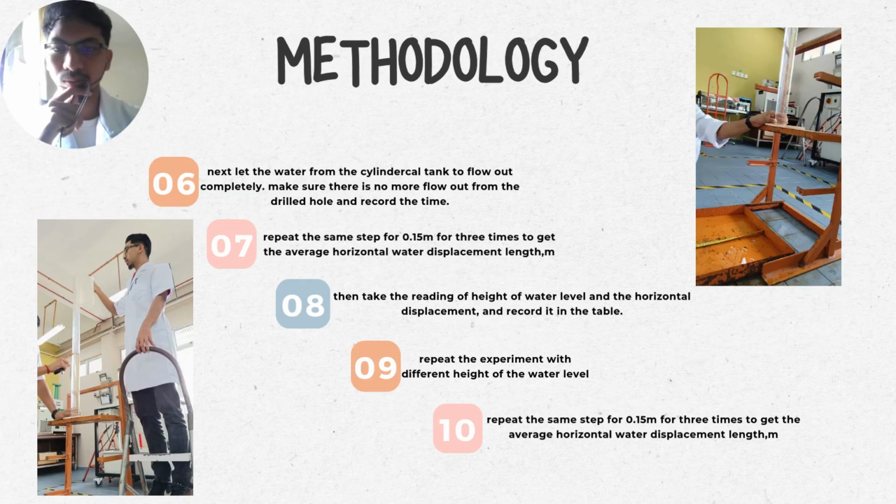Next, let the water from the cylindrical tank flow out completely. Make sure there is no more flow out from the drill hole and record the time. Repeat the same step for 0.15 meter three times to get the average horizontal water displacement length (m). Then take the reading of the head of water level and the horizontal displacement and record it in the table. Repeat the experiment with a different head of water level. Repeat the same step for 0.15 three times to get the average horizontal water displacement length.